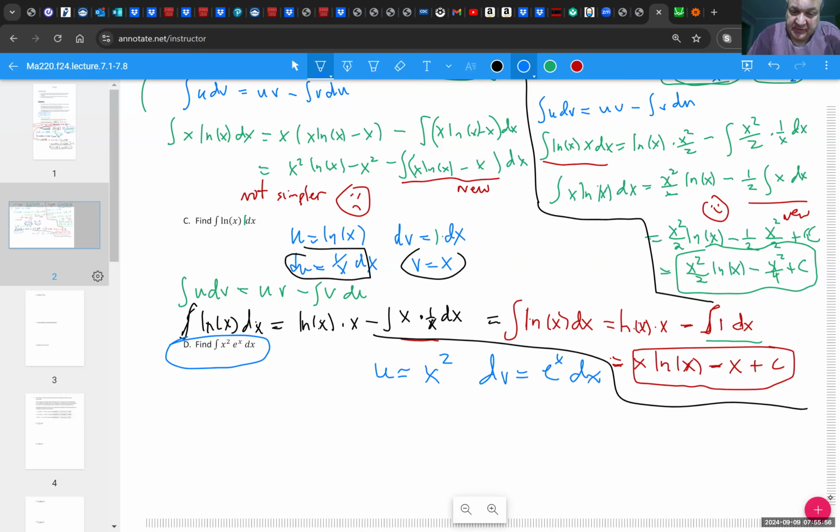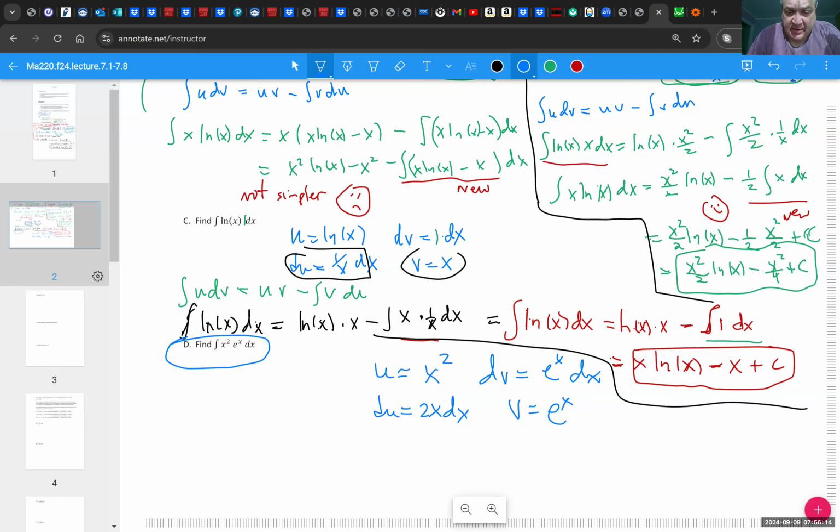I'm going to differentiate the u thing to get du dx, but I'll move the dx on the other side. So that's what my du is. And I'm going to integrate both sides to get v. And the antiderivative of e to the x is just e to the x plus c. I'll save the plus c for the end.